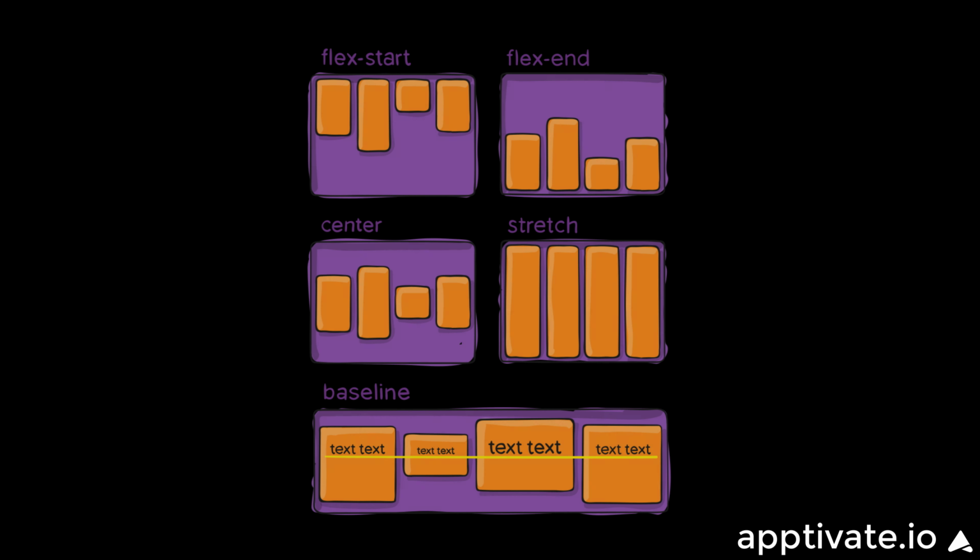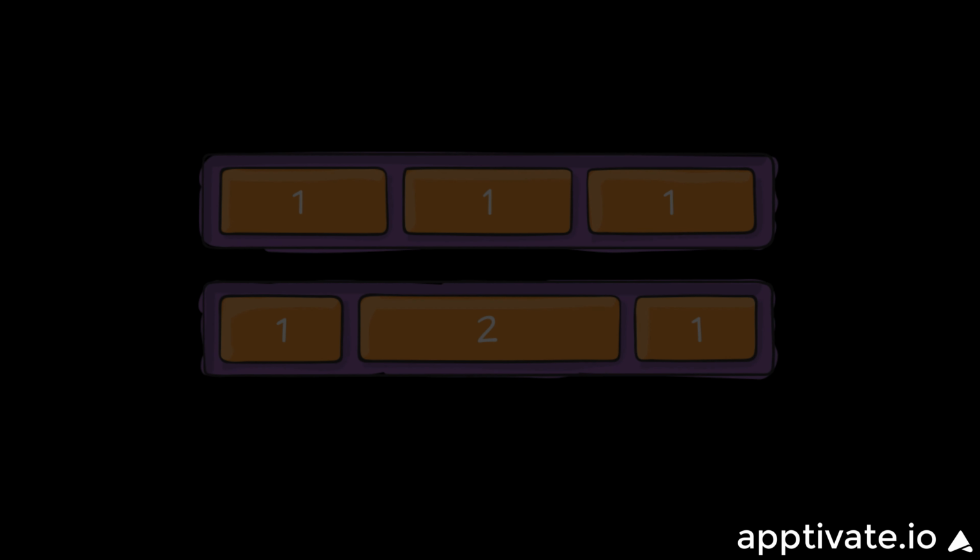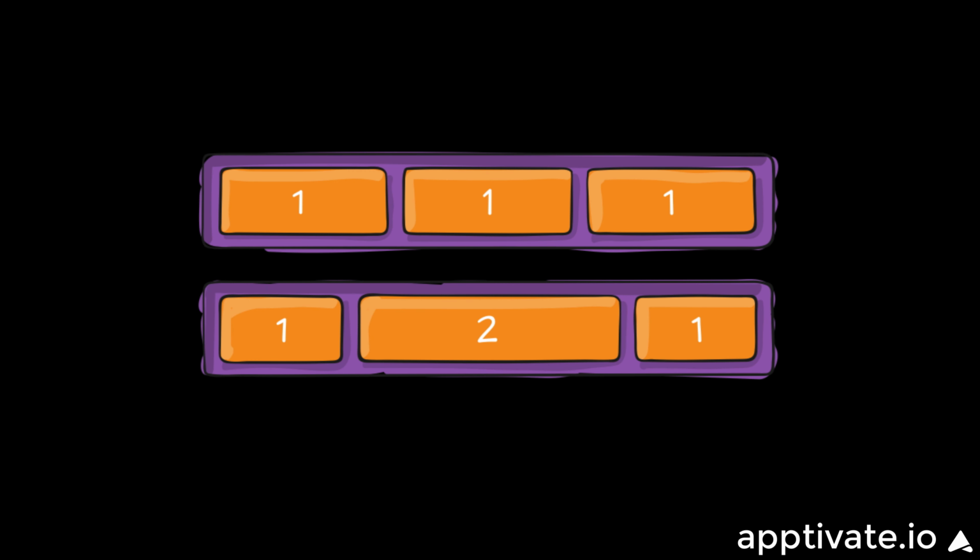The third decision is to figure out how to align the children in the cross axis. Here is an example. Align items center lines the children such that a center line passes through the center of all the children. Last but not the least, we want to introduce the concept of flex grow.